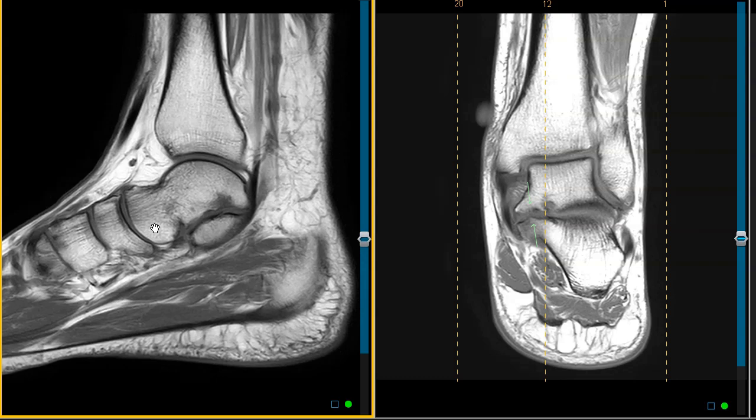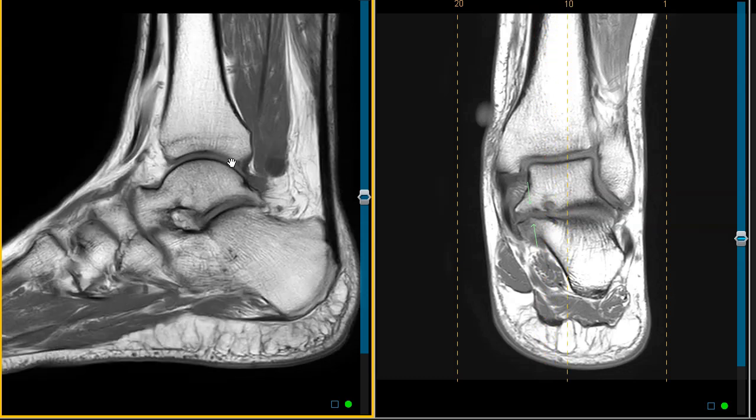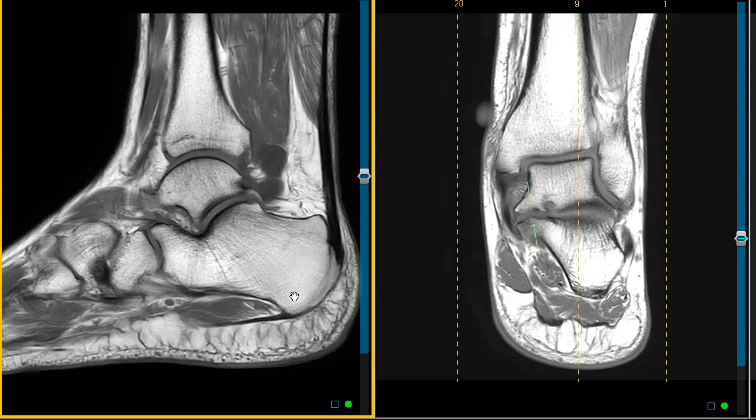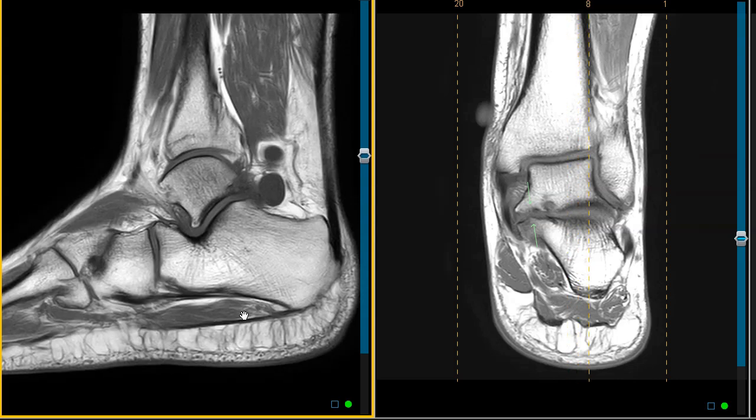This is a 48-year-old male who complains of ankle pain and swelling and weakness for several weeks. On the MRI here we have a sagittal view looking in profile where we see his calcaneus back here, the heel bone. We see the Achilles tendon coming down here looking normal, plantar fascia down here looking normal.